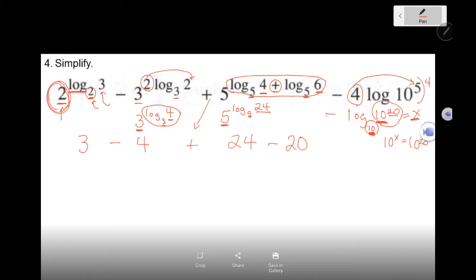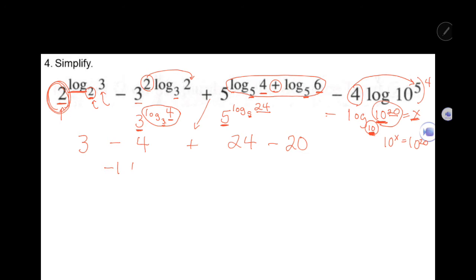Okay, so let's go ahead and just put these together now. 3 take away 4 is -1, plus 24 minus 20. -1 and 24 is 23. Take away 20. We're going from left to right. And we get 3. Our answer is a big fat 3.